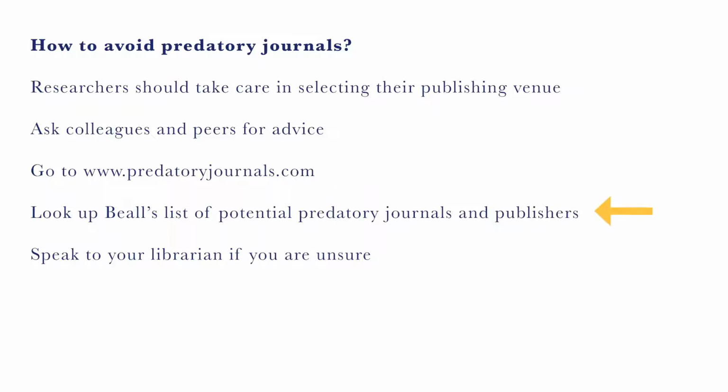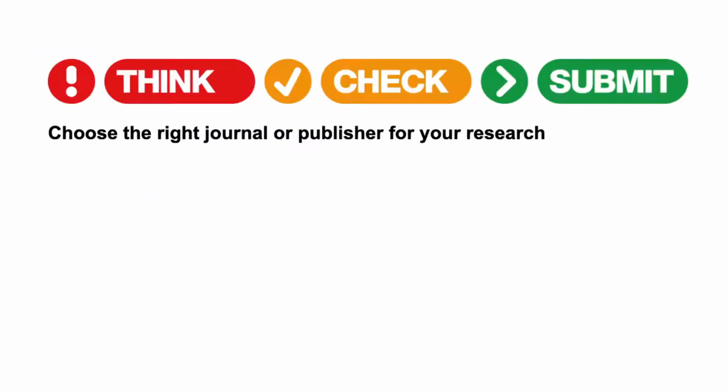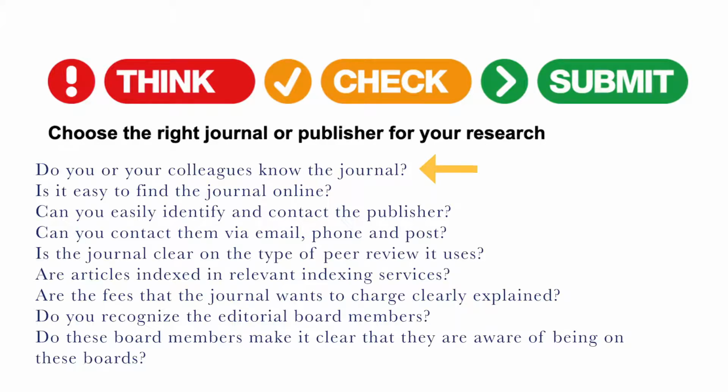A quick way of identifying suspicious journals is to use the following checklist from thinkchecksubmit.org. Do you or your colleagues know the journal? Is it easy to find the journal online and read articles from it? Can you easily identify and contact the publisher? Can you contact them via email, phone, and post? Is the journal clear on the type of peer review it uses? Are articles indexed in relevant indexing services?